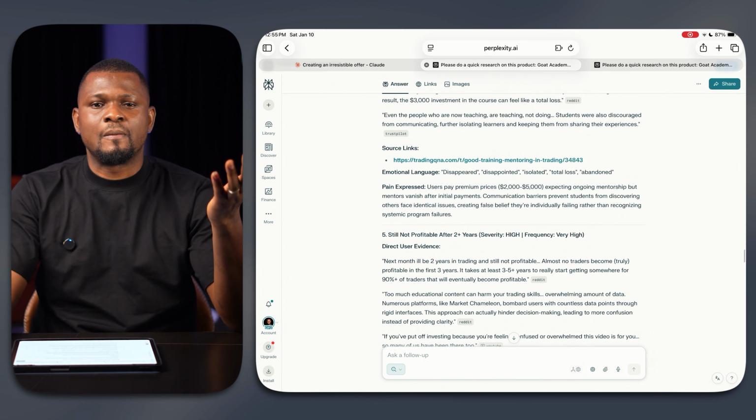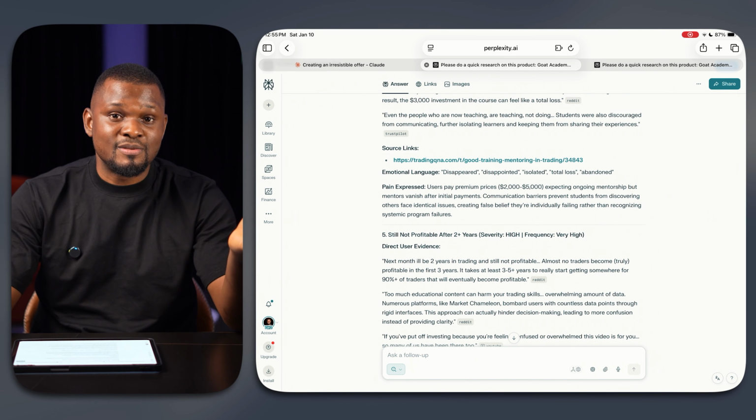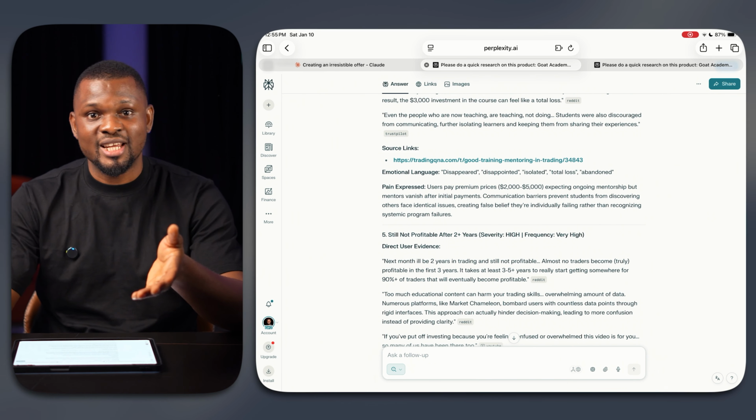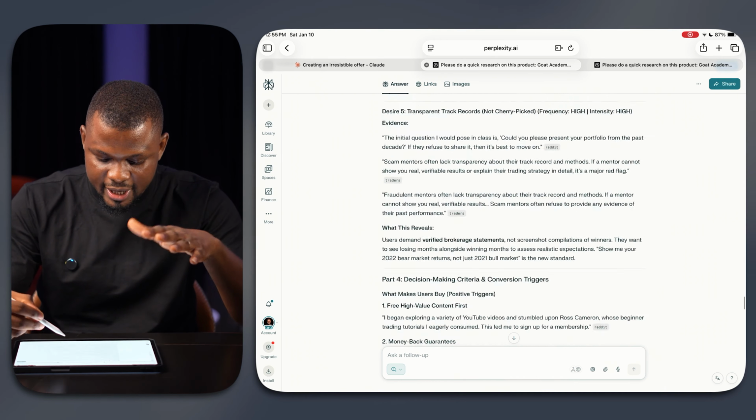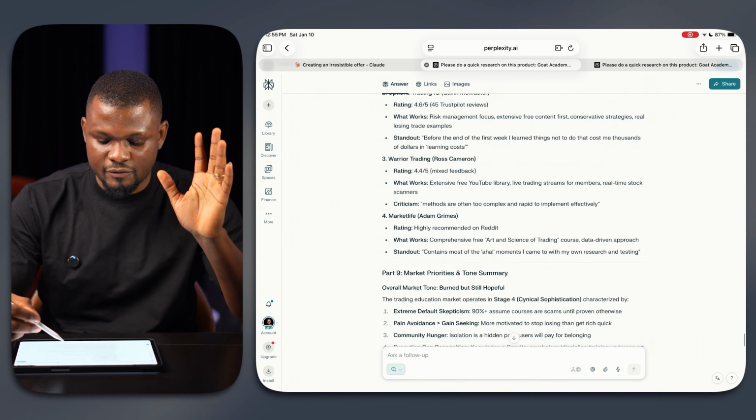And some even complain about the fact that the coach themselves, they don't trade. The way they make money is by selling the course. And this is real stuff, and it keeps going and just gets as much of that information as possible.